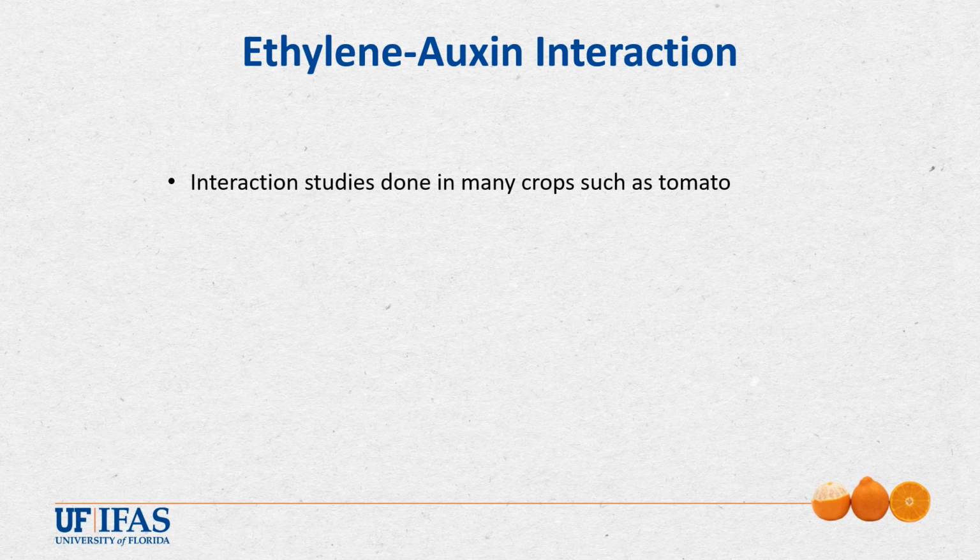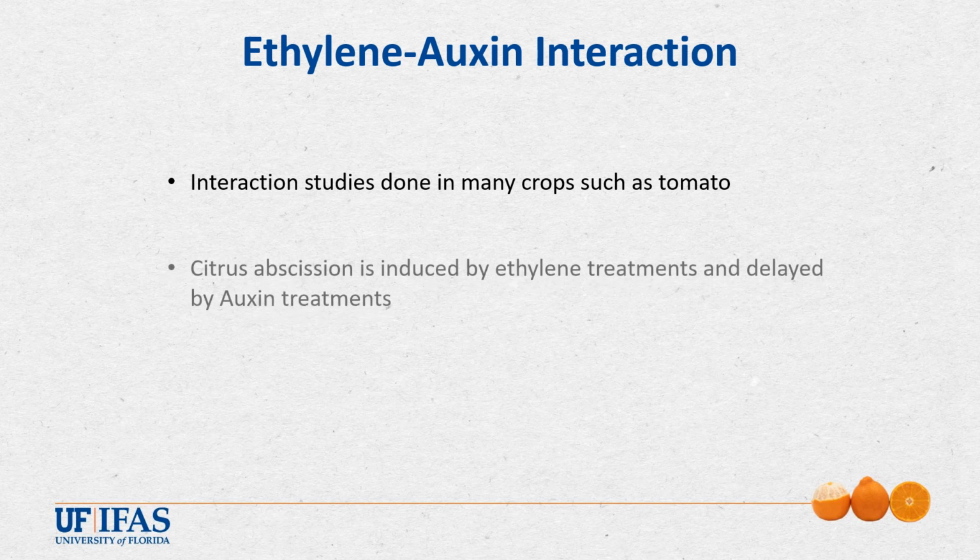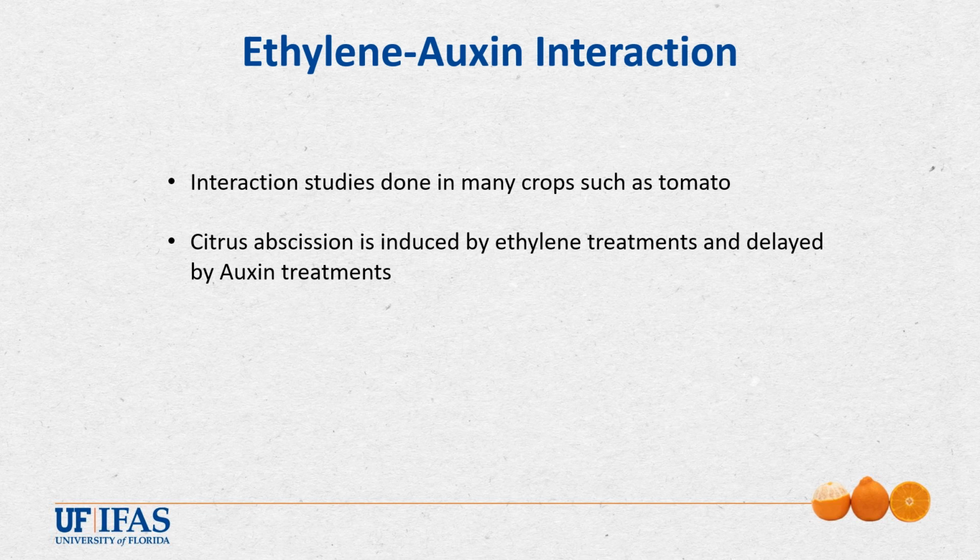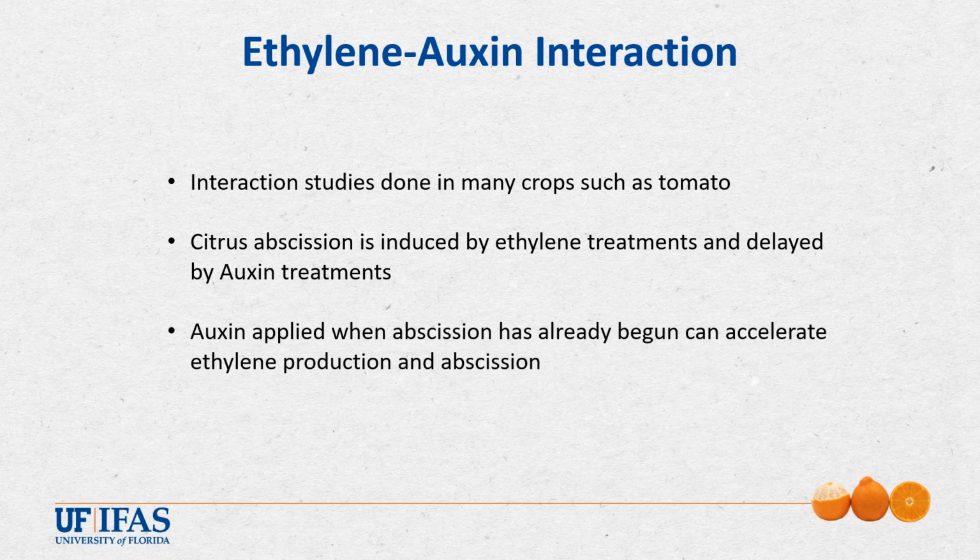The interaction between ethylene and auxin in the mature fruit drop system has been studied in many crops such as tomato, which are climacteric fruits. However, whether this interaction is the primary mechanism behind pre-harvest fruit drop in citrus is still not understood. Since mature citrus abscission can be induced by ethylene treatments and delayed by auxin treatments, the interaction seems to play a large role in the pre-harvest fruit drop of citrus. It's important to note that some studies have shown that auxin applications can actually promote abscission when applied after the abscission process has started.